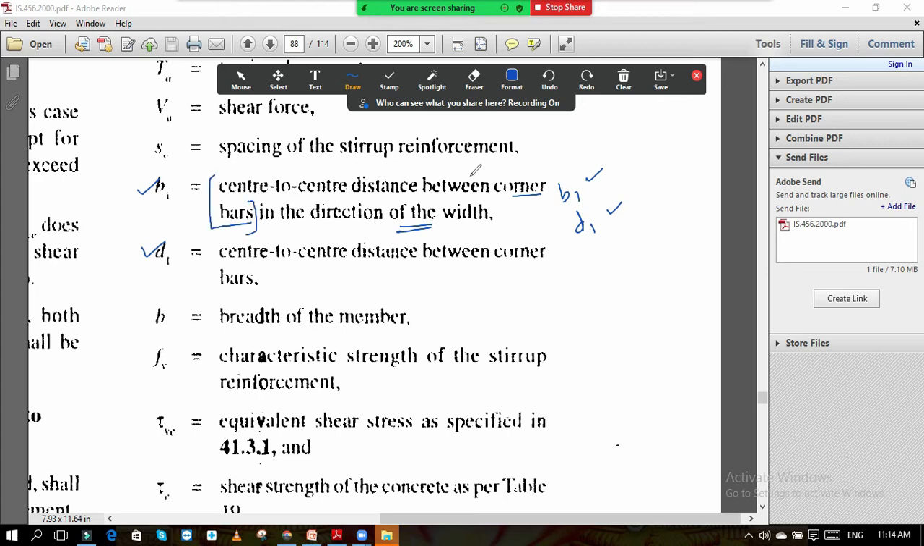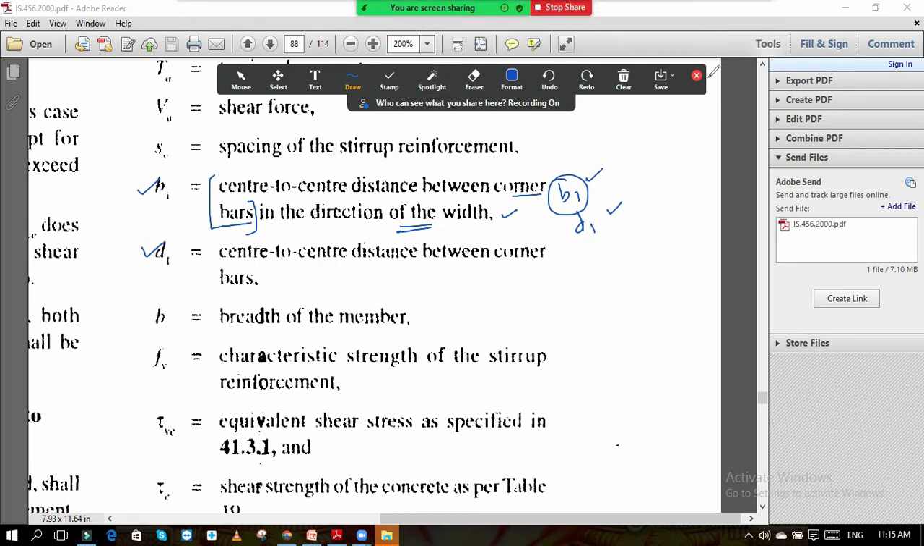Center to center distance between the corner bars in the direction of width is B1. This is B1. What is D1? Center to center distance between the corner bars in the direction of depth is D1. Okay.